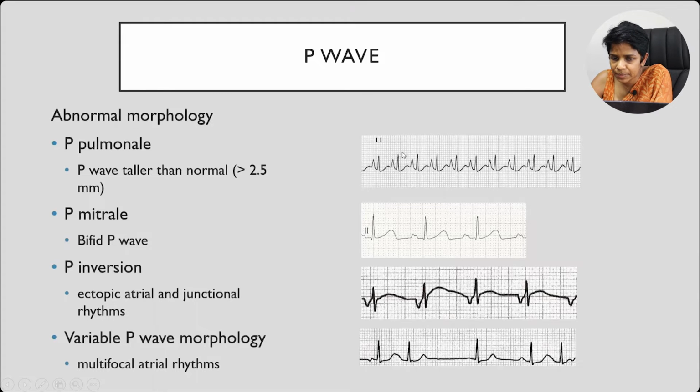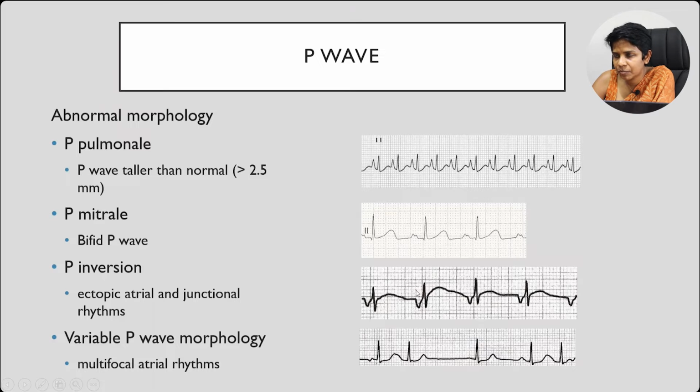First one is the P pulmonale, where the P wave is tall. It should be more than 2.5 millimeters tall. This occurs due to right atrial enlargement. The other P wave abnormality is the P mitrale or bifid P wave. I hope you can appreciate the P wave is divided like this. This occurs due to left atrial enlargement. And there are certain conditions where the P wave gets inverted.